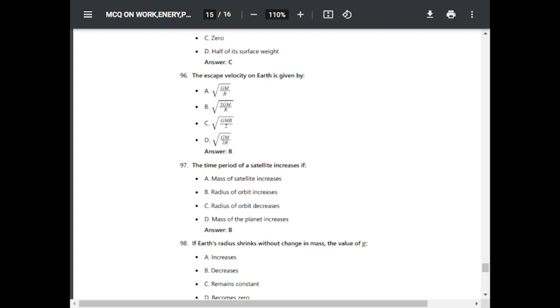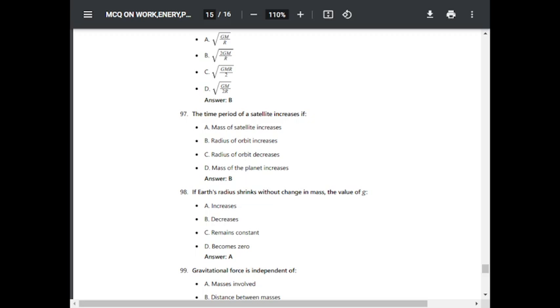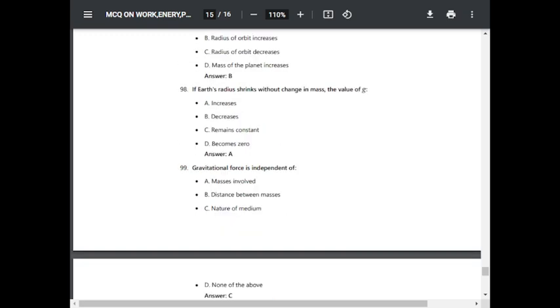Question number 98. If the earth radius shrinks without change in its mass, the value of g: because g is inversely proportional to r square, hence by decreasing r, g will increase. So option A is correct. If the radius shrinks without change in mass, small g is directly proportional to 1 upon r square. If r will decrease, g will increase. Option A is correct.